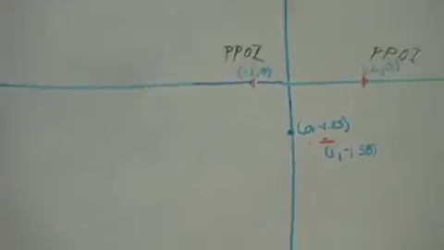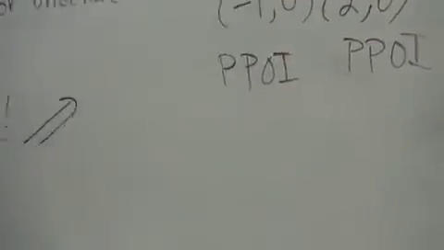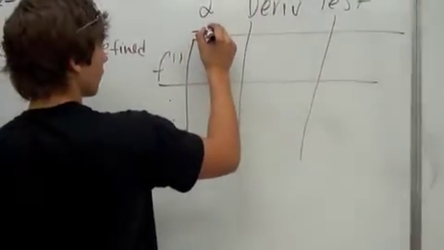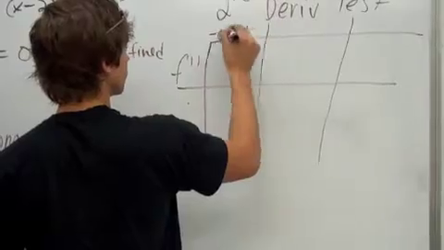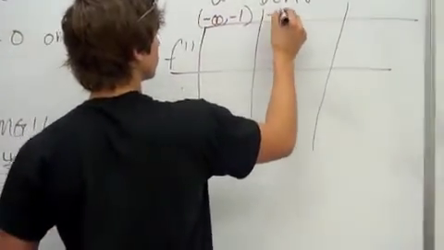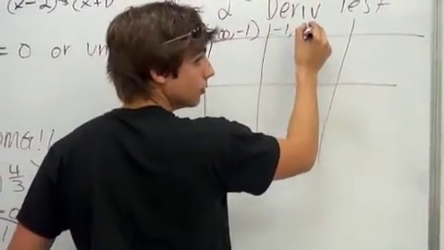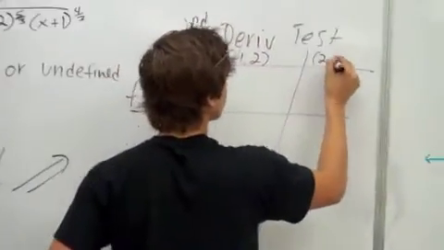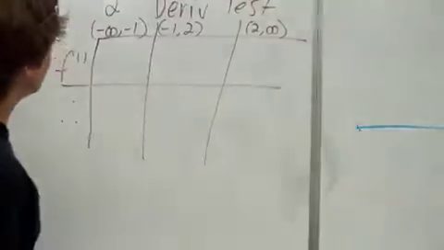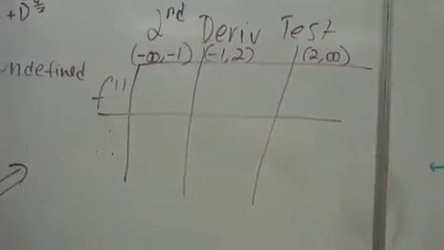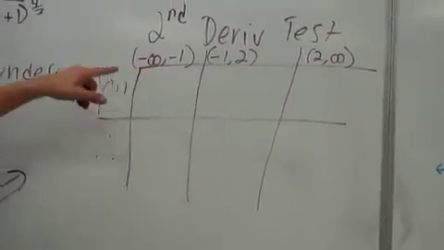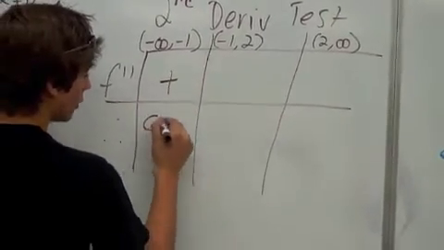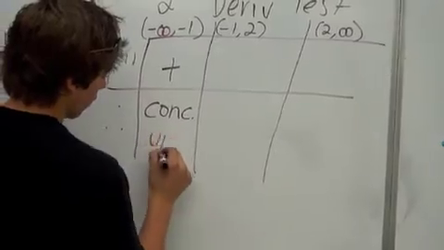Alright, now we're going to do the second derivative test. And our intervals are going to be negative infinity to -1, -1 to 2, and 2 to infinity. Alright, and now when you plug a number like -10, you get a positive. Concave up.